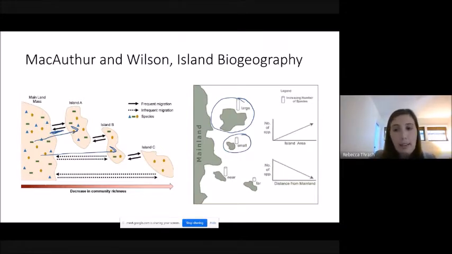So in general, for the theory of island biogeography, there are a few rules. As island area increases, the number of species tends to increase. And as the distance from the mainland increases, the number of species tends to decrease.